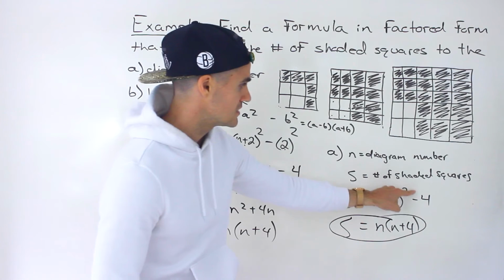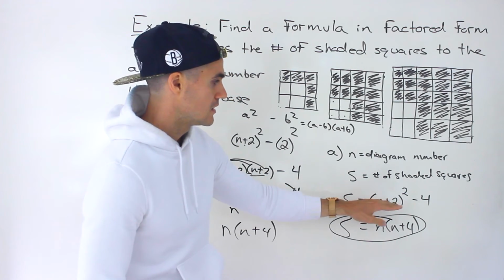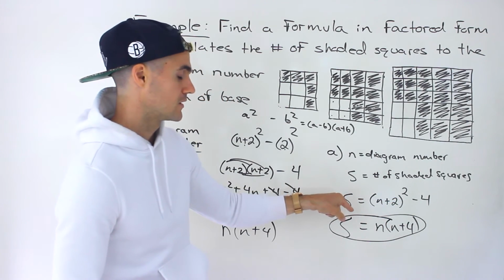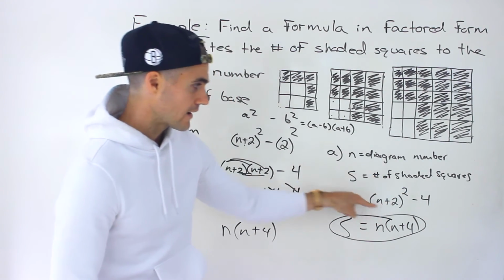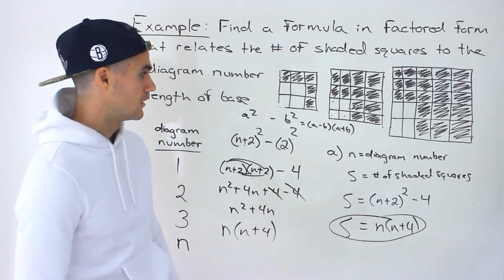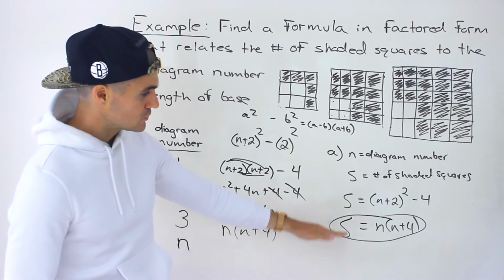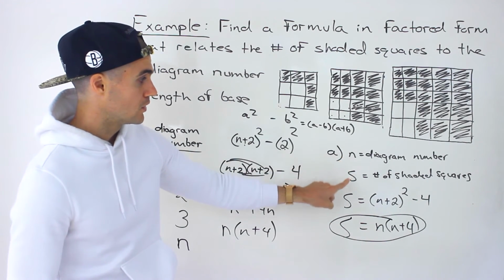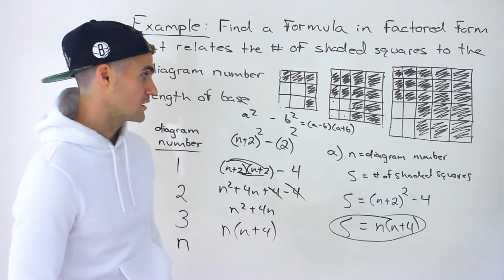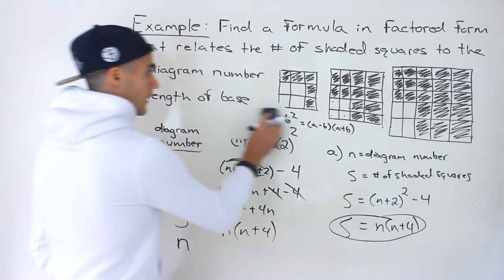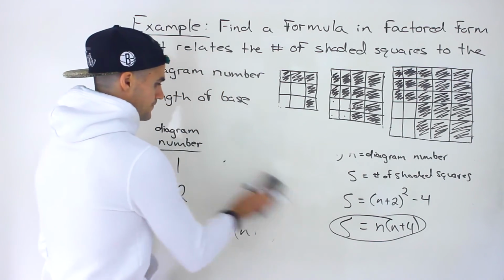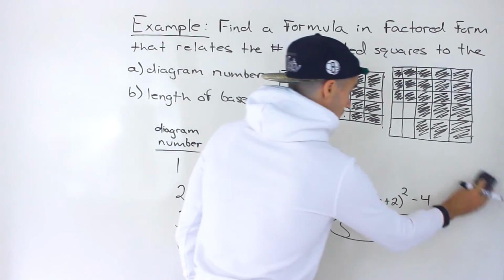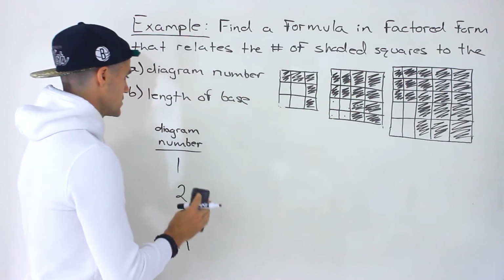In this case, again, it wasn't a big deal because this was like an exponent 2, but maybe if you're dealing with larger exponents or maybe more complex expressions within this bracket, then I think it's better to go the difference of squares way. But whichever way you do it, that ends up being the formula for part A, relating the diagram number to the number of shaded squares. Now, what if we go to part B and we relate the length of the base to the number of shaded squares? So part B is actually, I think, going to be easier.